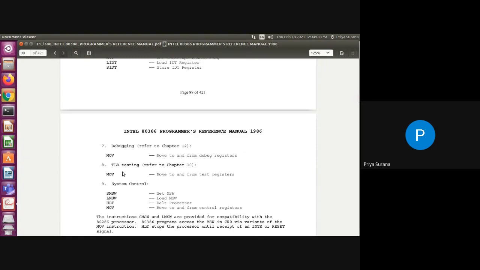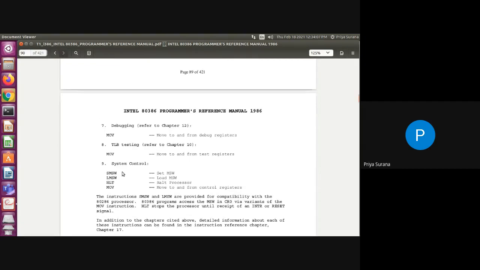Next system control instruction, MSW, that is machine status word. The lower 16 bits of CR0, of which actually 5 bits are active, are called the machine status word. There are two instructions related to the machine status word, SMSW and LMSW. Next is the halt instruction, which can be used for processor halt. So these are system instructions. In detail, you can check the manual again. We already discussed in the manual. You can check things for detailing.